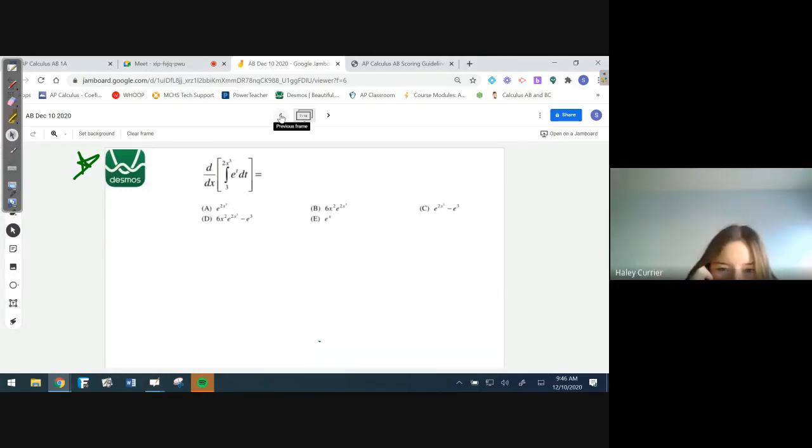3e squared. No, it'd be 0. It'd be 0 because it's a constant. E to the third is actually a constant. It's a number. There's no variable in it. Remember, the derivative of anything that doesn't have a variable in it is 0. Everybody got that? Like the derivative of pi is 0, right, you guys?